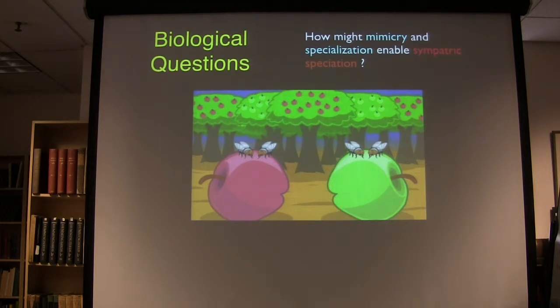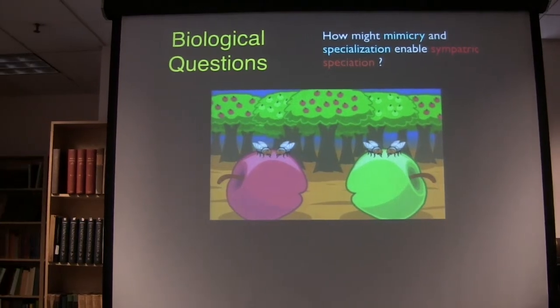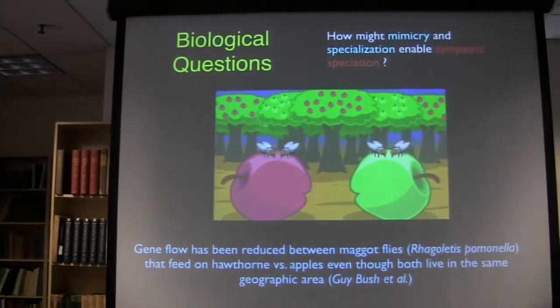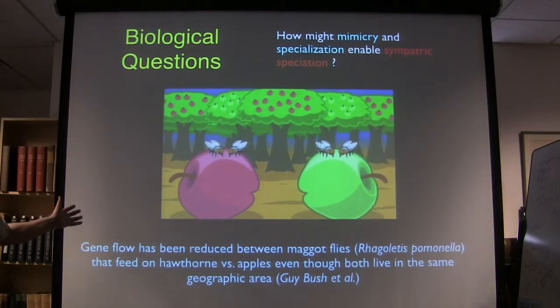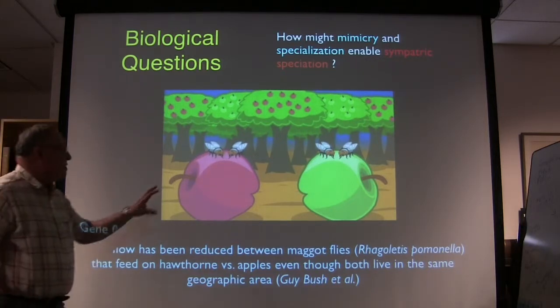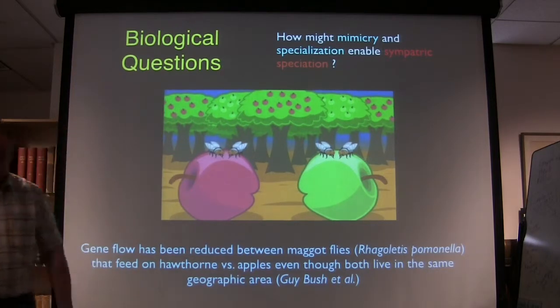And finally, the big question is, how does speciation take place, particularly sympatric speciation? We all know how geographical isolation can lead to speciation, but this is an interesting question. And of course, many of you might be familiar with the Rhagoletis story, which is maggot flies on hawthorn and apple, and studies by Guy Bush et al. in the 70s showing that the gene flow is reduced between the two types that exploit the different resources.